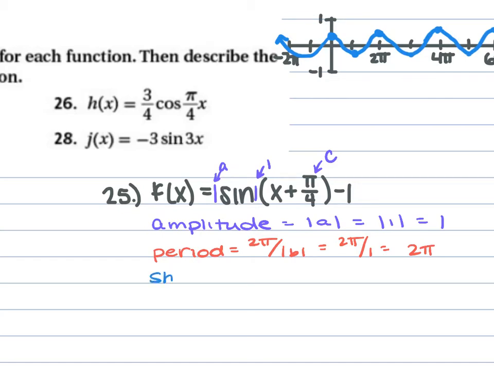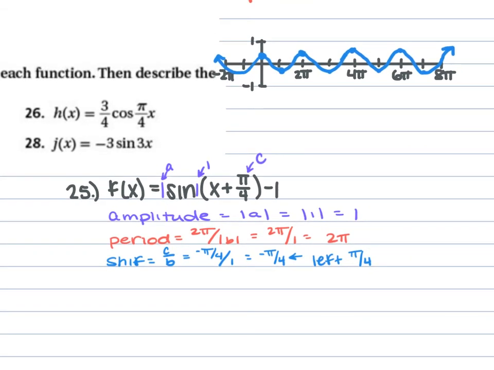For our shift, remember we're doing c divided by b, so our c is negative pi over 4, all over 1, which was b, so it's just negative pi over 4. And remember, this means that we are going to the left pi over 4 units. And then lastly, that minus 1 just means that we are going down 1 unit.